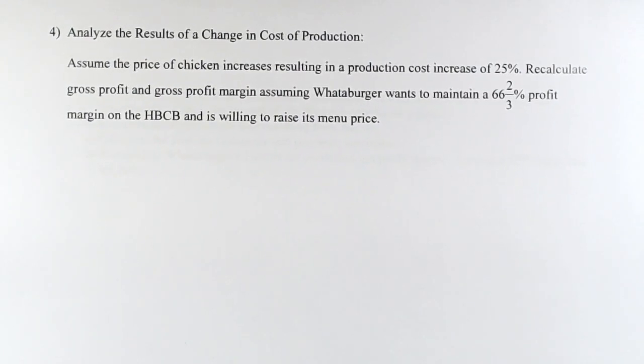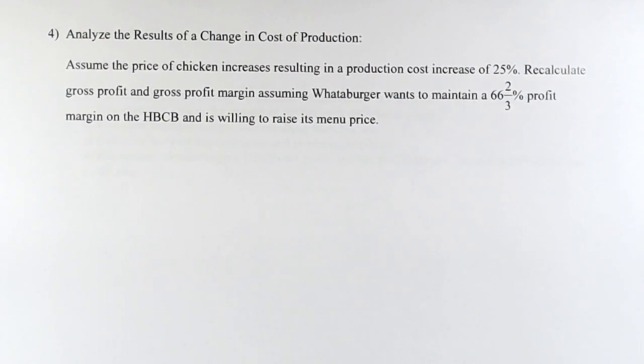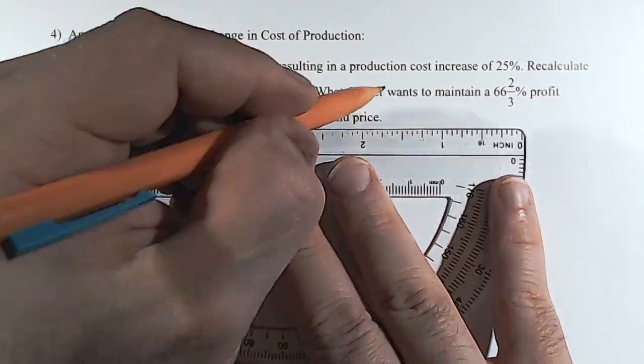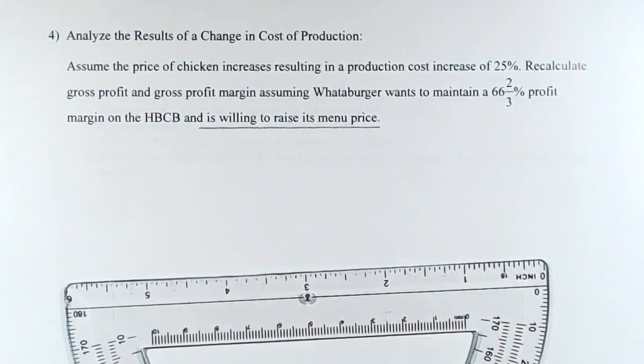Number four, analyze the results of a change in cost of production. So this is a real world situation here. Assume the price of chicken increases, resulting in a production cost increase of 25%. Recalculate gross profit and gross profit margin, assuming Whataburger wants to maintain a 66 2/3% profit margin on the honey butter chicken biscuit and is willing to raise its menu price. This part right here is extremely important. They are willing to raise the menu price.